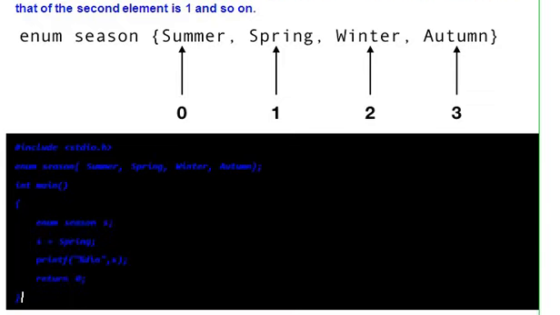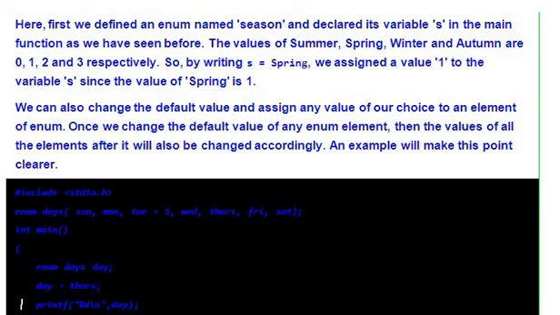So look at a simple demonstration program. What is the variable? S, and s is equal to spring, and printf s. So in that example the statement s is equal to spring, we assign a value 1 to the variable s since the value of spring is 1. As I told you, we can change the default values.